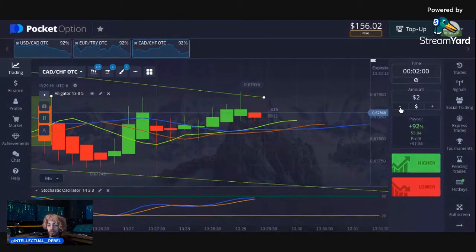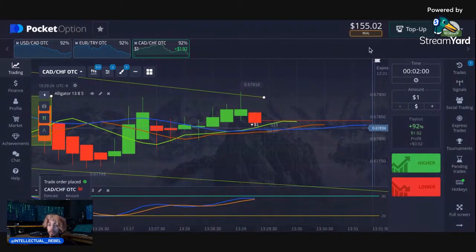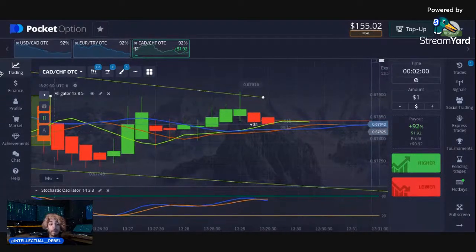I'm going to go to $1 and we can scout from here. I went down to like $120, now I'm back up to $155. So that's good.